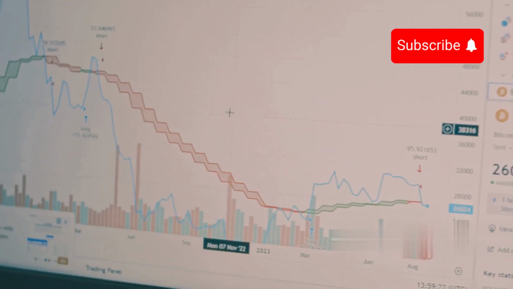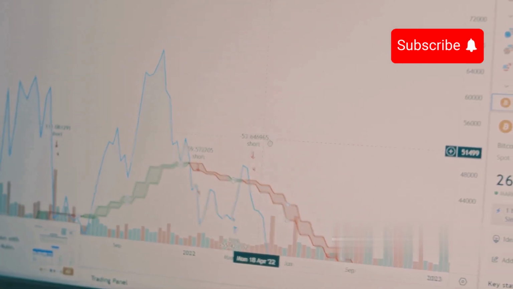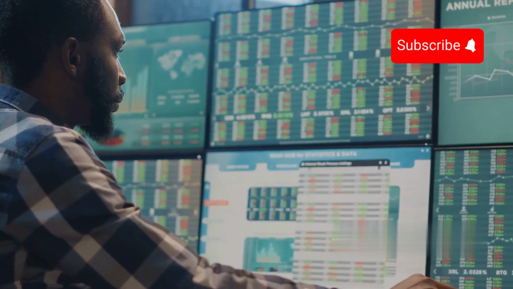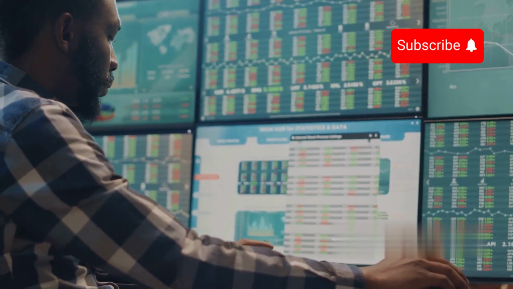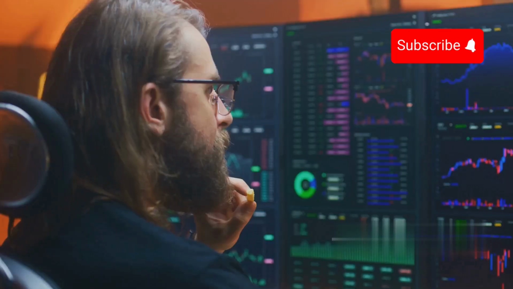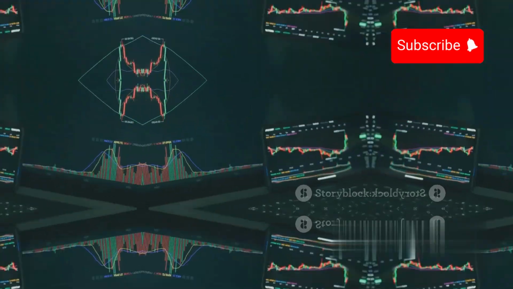When it comes to trading, risk management isn't just a buzzword. It's a critical component that can determine your long-term success or failure. At its core, risk management involves identifying, assessing, and controlling the potential risks associated with each trade. In trading, risk is inevitable, but how you manage it makes all the difference.